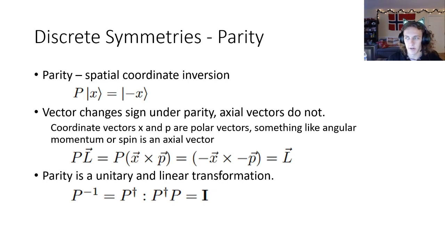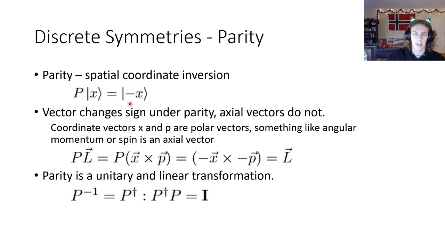First, I'm going to talk about discrete symmetries. So we're going to talk about parity, charge conjugation, and then time reversal. First up is parity, and that is we are doing a spatial coordinate inversion. So parity on some position state will give us the sign flip of that position state, right?